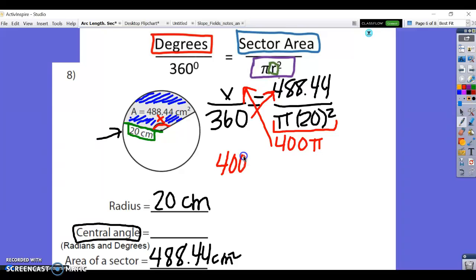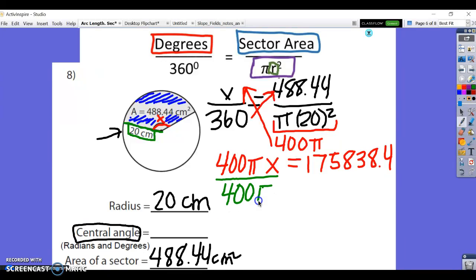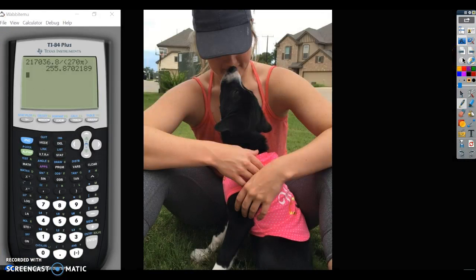So 400 pi x is equal to, now I'm going to do 360 times 488.44 in my calculator, and that's going to give me 175,838.4. Very weird numbers, but it's okay. Last thing I'm going to do is divide both sides by 400 pi. Now to do this, I'm going to have to use my calculator, and I need to make sure that I put this piece in parentheses. So x is equal to, I'm going to show you on the calculator real fast.